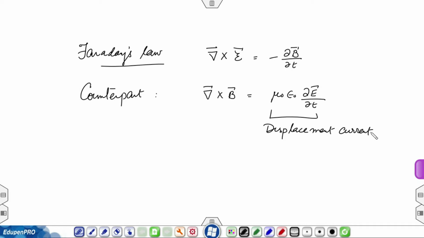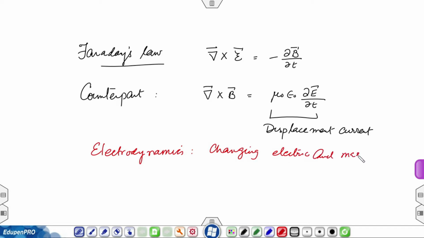And from now on, we are really getting into electrodynamics that involves changing electric and magnetic fields. Along the way, we will now understand what quasi-static approximation is, and then go on to discuss Maxwell's equations in their full glory. So, let us start with the discussion of displacement current in this lecture.